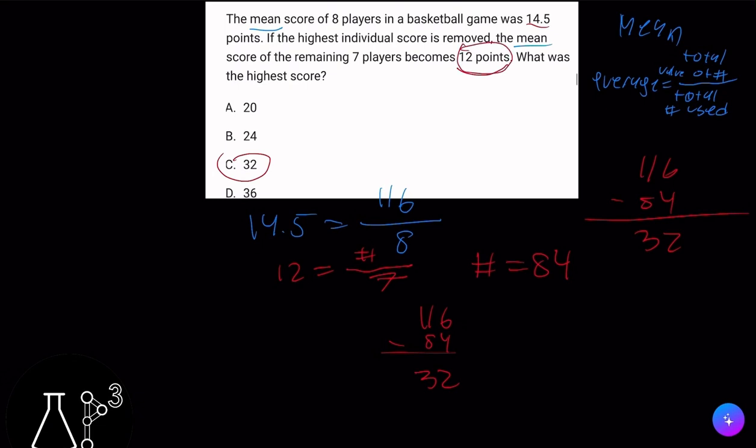So the highest score that was removed is 32, because if I subtract 116 minus 32, I get 84, which is the total number of scores that the players made.